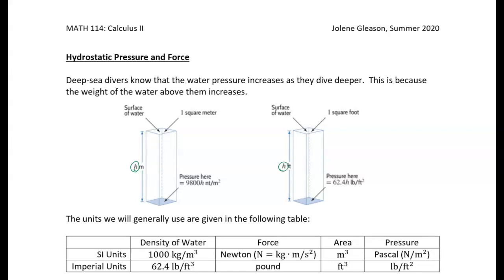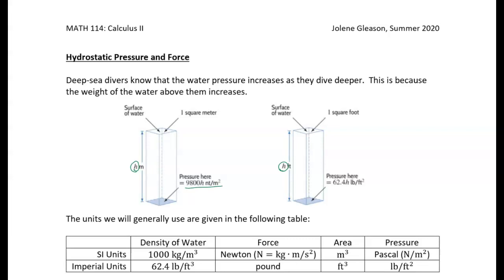So at any given depth h, the pressure is essentially the weight of the volume of water above. 1 square meter of water has a volume of 1 by 1 by h, right? And then the density of water is 1,000 kilograms per cubic meter. If we take that times the acceleration of gravity, we end up with 9,800 times h newtons per meter squared.